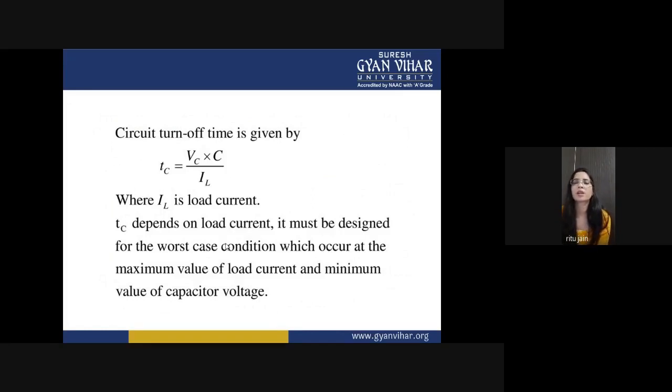IL is your load current, and the turn off time of the circuit depends upon the load current, because if this load current is high, the time will be less. If load current is low, then time will be high. So TC depends on load current, and it must be designed for the worst case condition, which occurs at the maximum value of load current and minimum value of capacitor voltage.